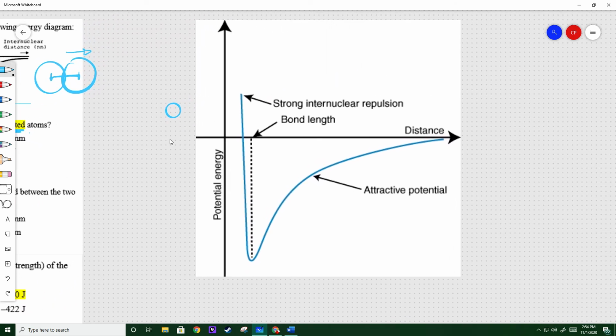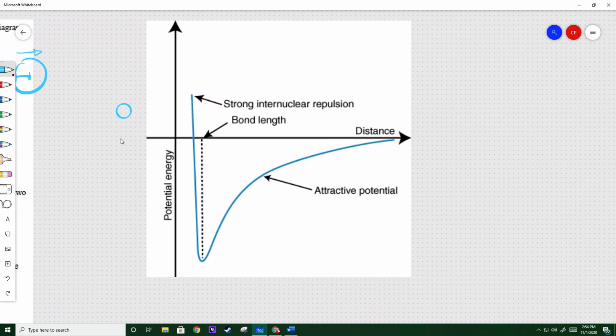Okay, so just to review these types of bonding diagrams or potential energy diagrams between two atoms, whatever you want to call it. This is the internuclear repulsion forces. So remember, the closer they get, those protons and electrons are repelling each other. So that we get to this point down here, that's like the stable point where it's just enough distance where they're attractive, but they're not repelling anymore.